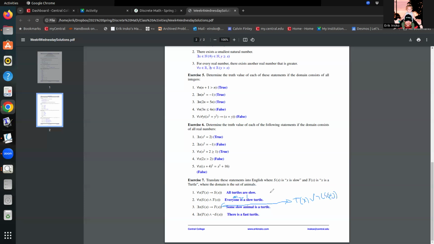Okay, there exists some, well, no, there exists an x such that being slow implies you're a turtle. Think about this one. This might be something to think about there. There exists an x such that being slow implies that you are a turtle. There exists an x that is a turtle and it's not slow.